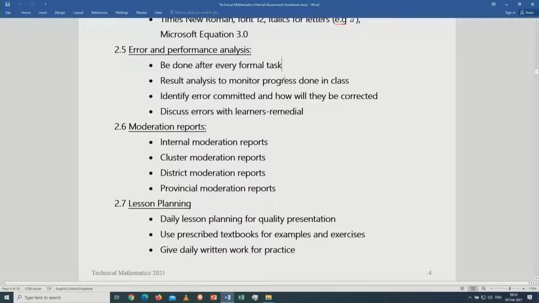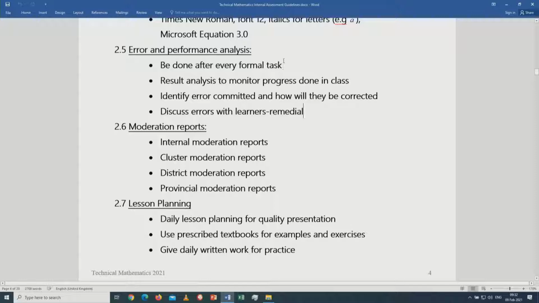But after the formal tasks, please, colleagues, you are expected to indicate question 1.1.1. You should not necessarily itemize every sub-question. You itemize sub-questions where there are areas of concern, and then provide an intervention strategy to say, this is how I am going to help my learners.